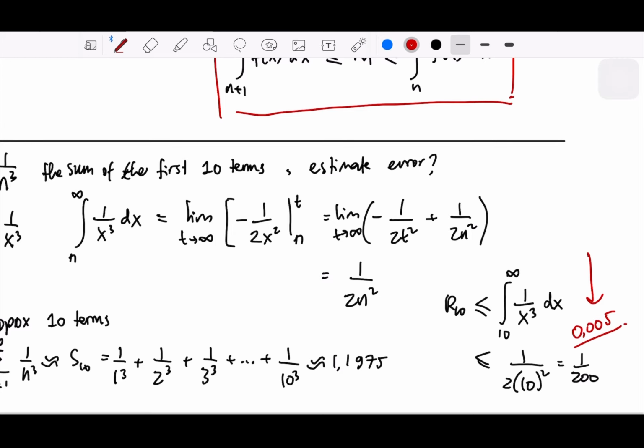So this will be the size of error. So in this case, 1.1975 is the sum, and we will have an estimated error of 0.005.